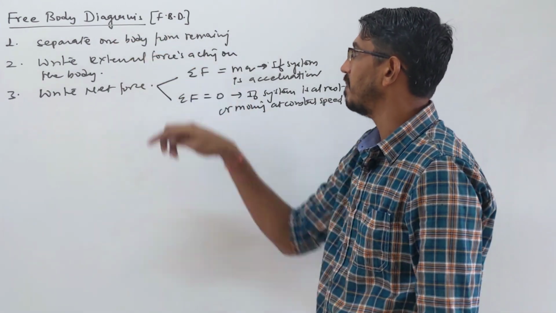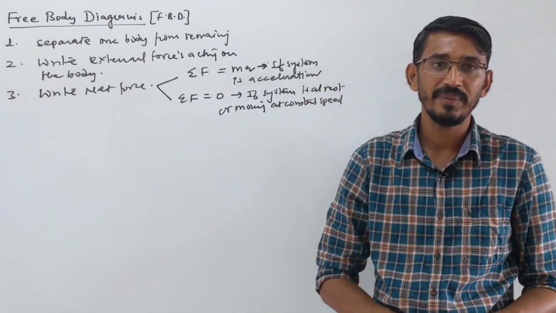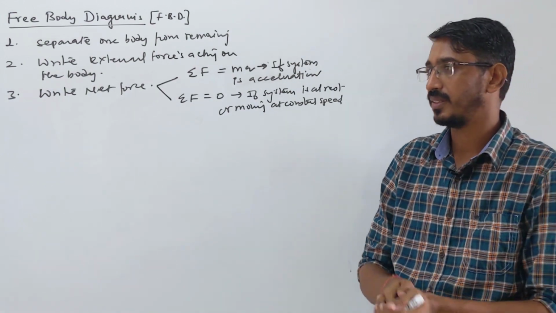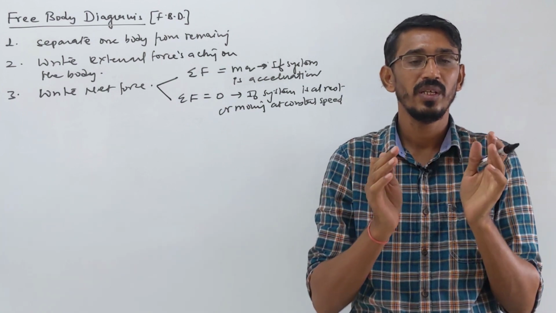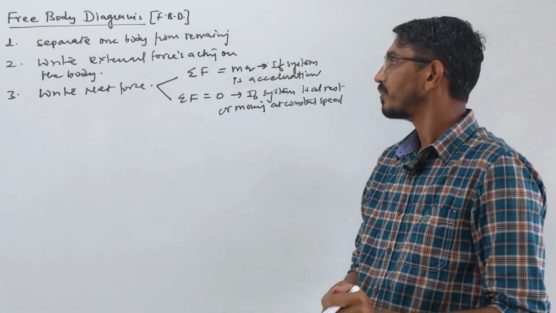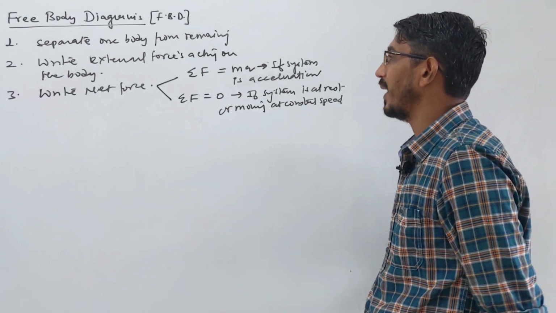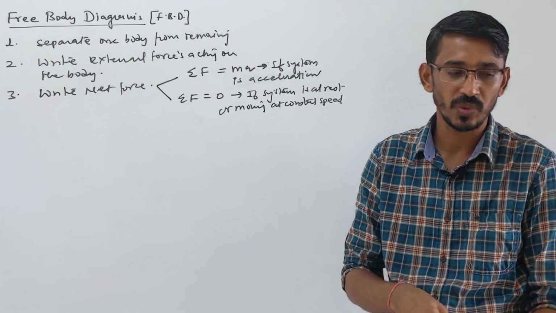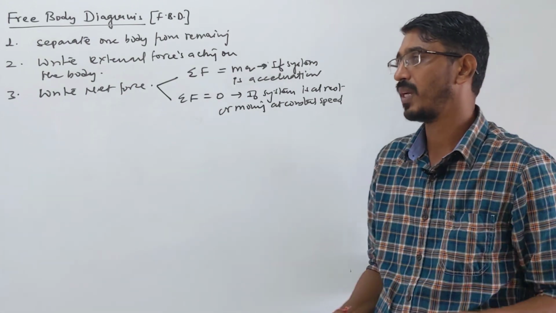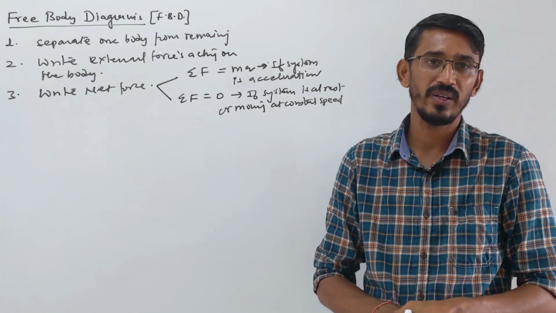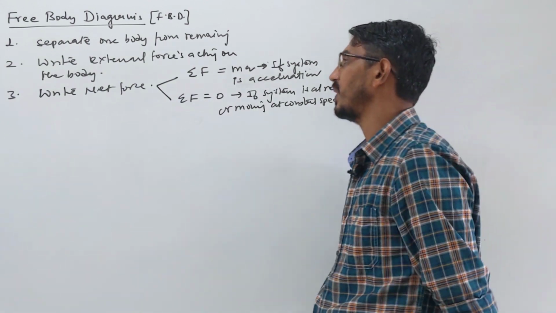These are the three simple steps to write the FBD of anything, and using this we can find some unknown things, like the acceleration of the system or some contact reactions. That we will do all step by step. So let's learn. We have some contact forces which come when the bodies are in contact. We are learning those 4 or 5 forces: normal reaction, tension force, spring force, friction force. One by one we are learning them.